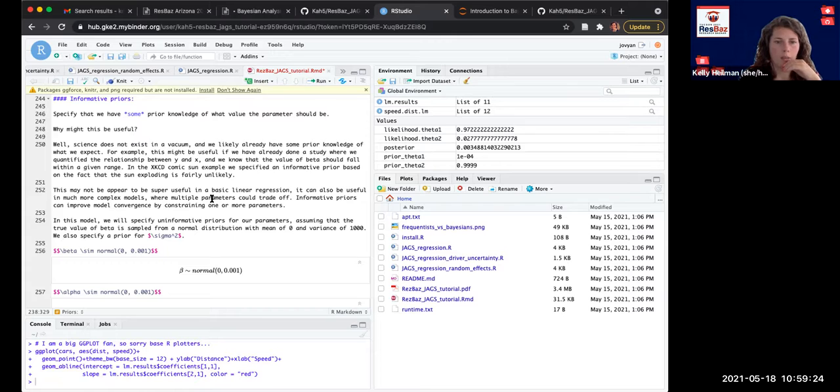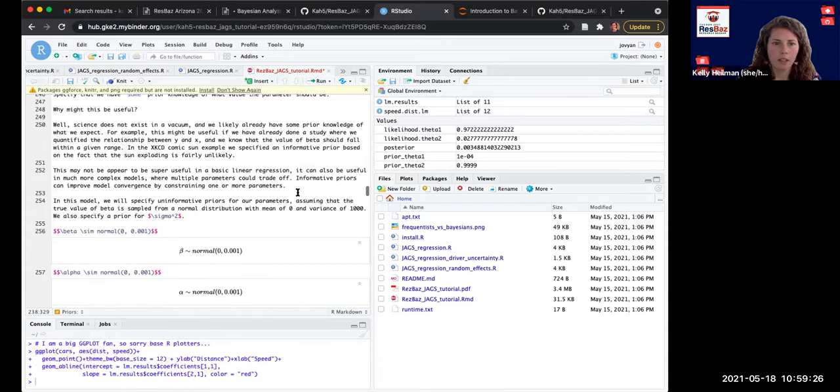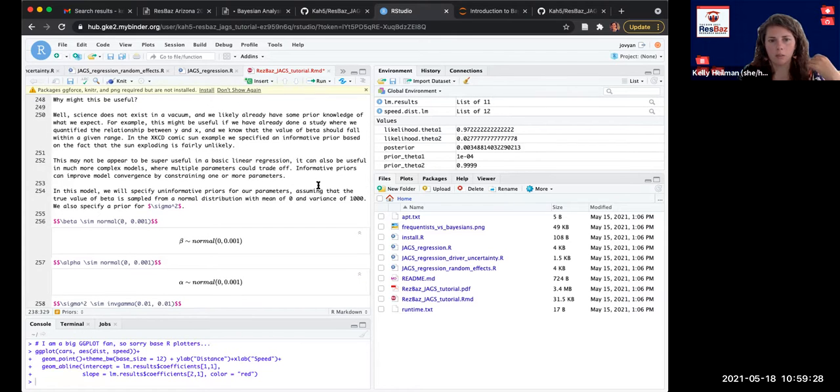It might not appear to be super useful in this case, but in much more complex models where there are a lot of different model parameters that can trade off, specifying informative priors can help constrain other parameters in the model. An example in my research is that we had a couple of different uncertainty parameters that we were trading off. And one of them was the uncertainty around the measurement of trees.